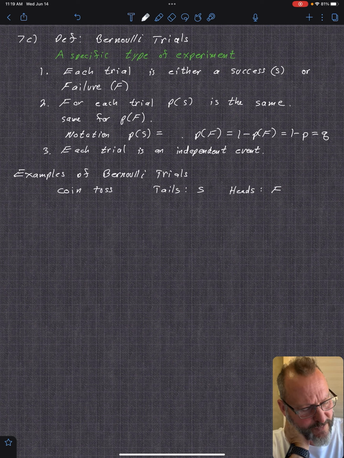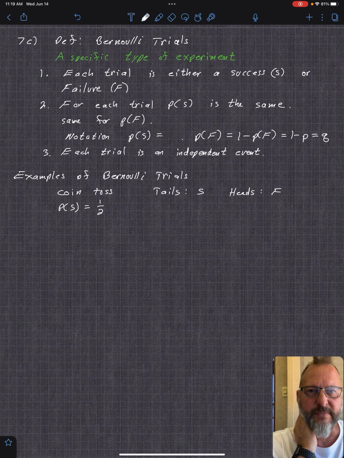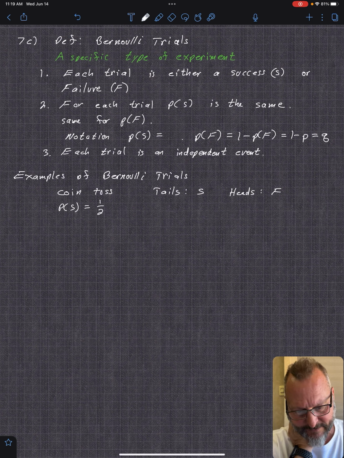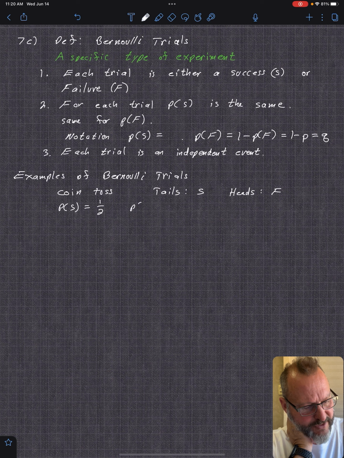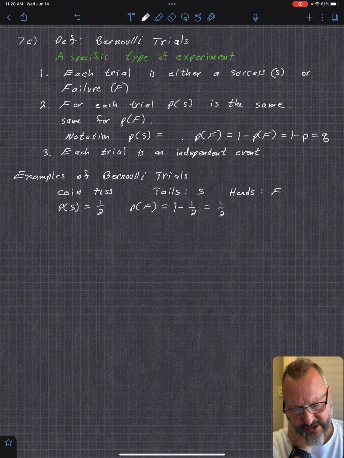All right, so when you're tossing a coin, we know those probabilities. The probability of success is a half. We make that assumption for a fair coin. And then the probability of failure, well, we know it's a half, but it's actually 1 minus a half, which is a half, of course. So they are the same.